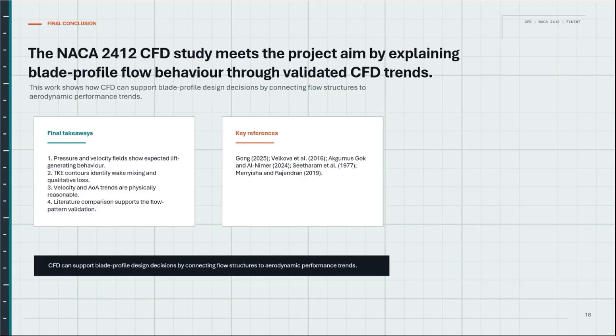In conclusion, CFD can support blade profile design decisions by connecting flow structures to aerodynamic performance trends. This project shows that ANSYS Fluent can be used to analyze pressure distribution, velocity behavior, wake development, and aerodynamic performance of a simplified blade profile.